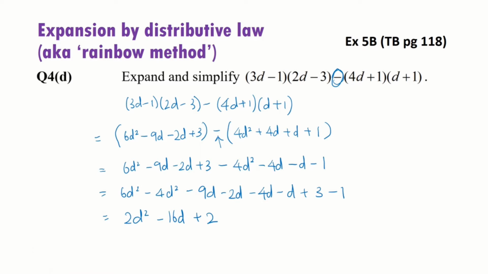In case you couldn't follow on how the rainbow actually worked, so 3D times 2D, 3D times minus 3, I would have gotten this. And then after that, minus 1 times 2D, minus 1 times minus 3, I will get this. Okay, then 4D times D, and 4D times 1, 1 times D, and 1 times 1. Okay.